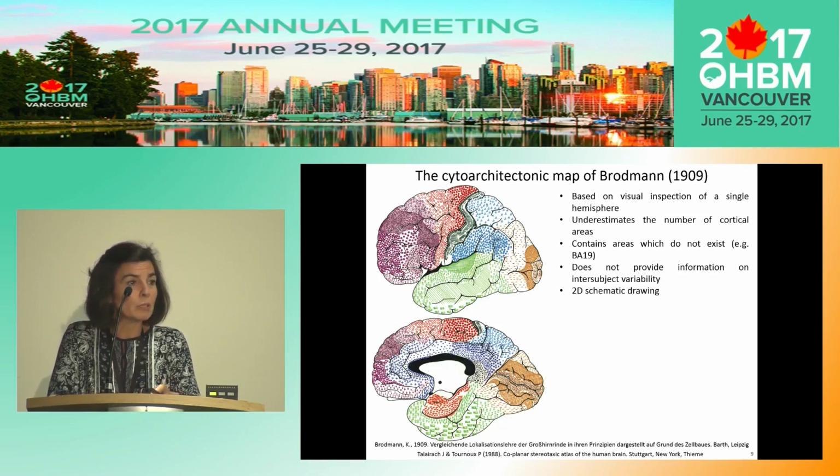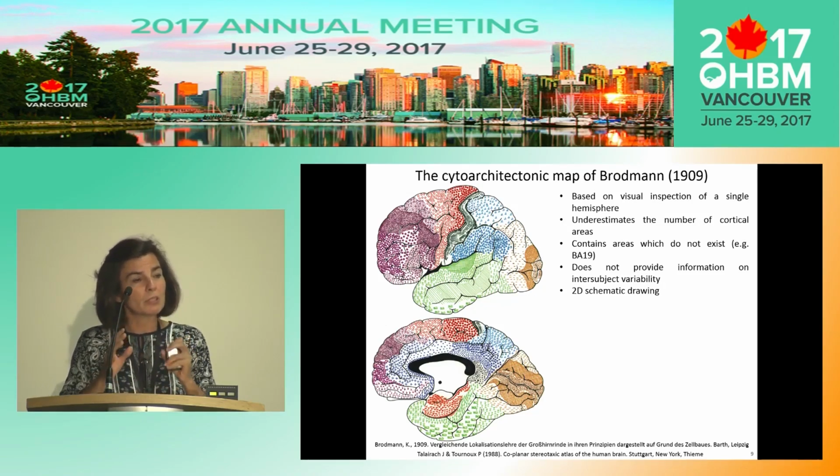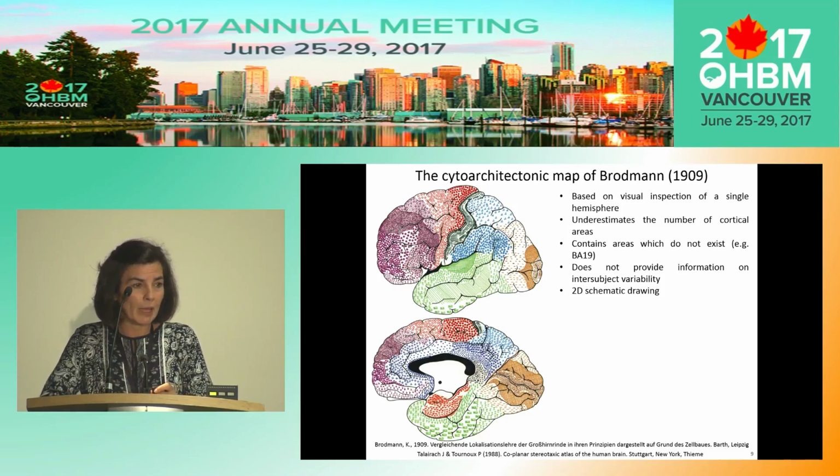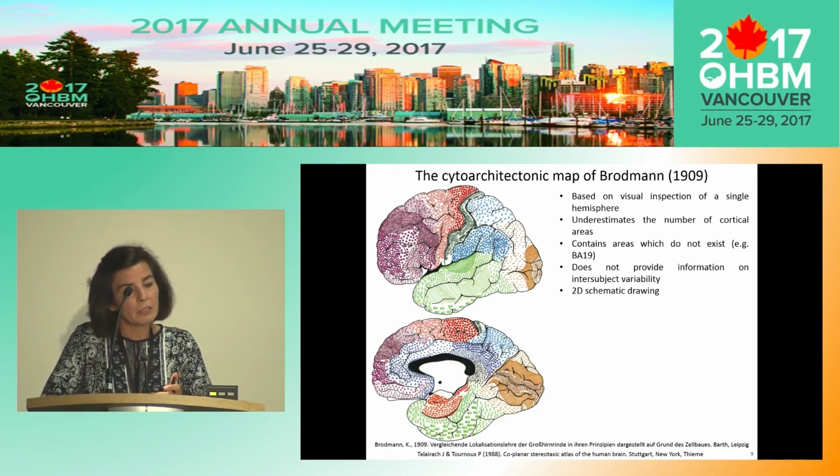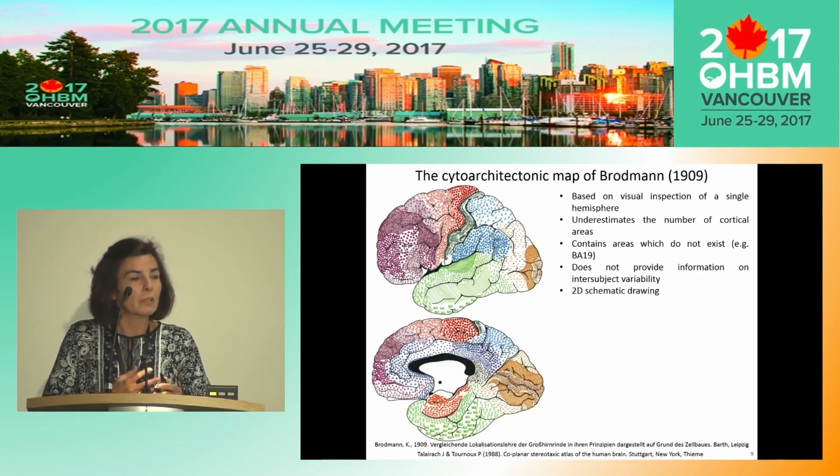Brodmann's map has been around since 1909, and it's been very helpful to identify or to assign labels to functional imaging activations. The problem with Brodmann's map is that it's based on visual inspection of just one hemisphere, so it doesn't tell us anything about inter-individual variability. We nowadays also know that he underestimated the number of areas that the cortex can be parcellated into. Unfortunately, it also contains areas that really don't exist.